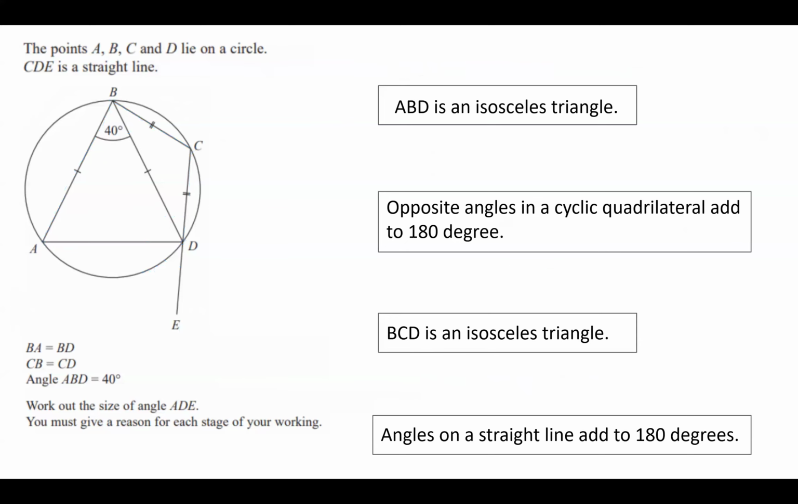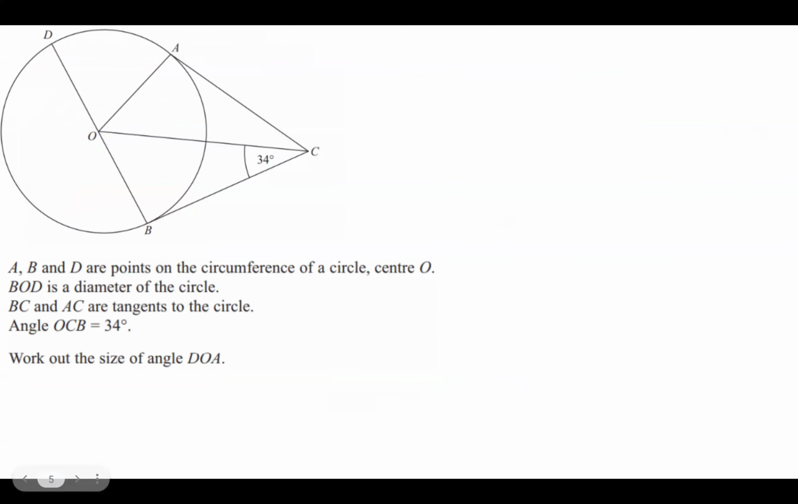Okay, let's move on. Now here it says work out the size of angle DOA. So we don't actually need to give our reasonings here. It's good practice to give your reasonings in general, but for the sake of time, we don't need to give our reasonings. We just need to show our workings here. So we know that BOD is a diameter. Okay. So O is the center.